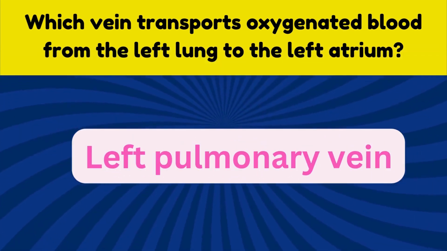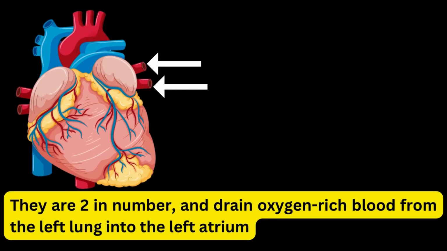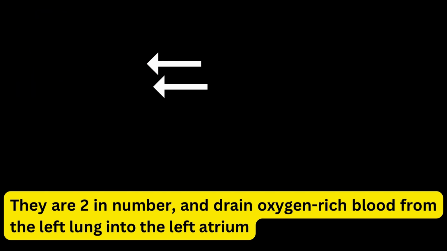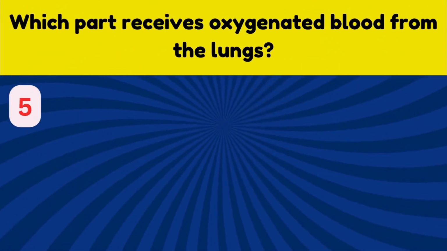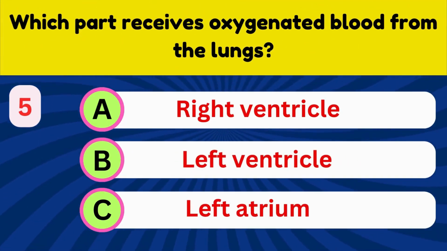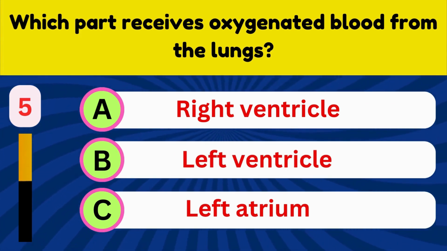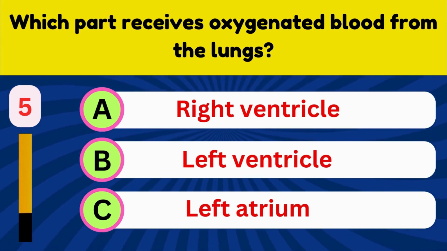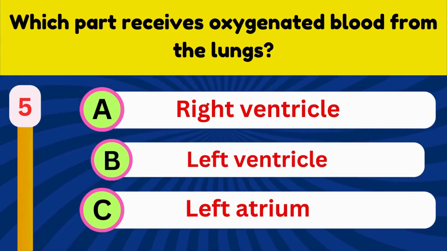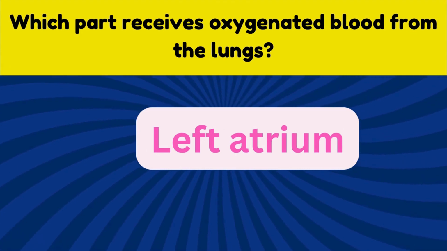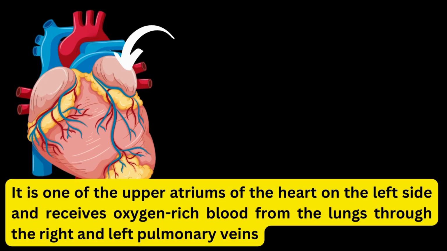Left pulmonary vein. They are 2 in number and drain oxygen-rich blood from the left lung into the left atrium. Which part receives oxygenated blood from the lungs? Left atrium. It is one of the upper atriums of the heart on the left side and receives oxygen-rich blood from the lungs through the right and left pulmonary veins.